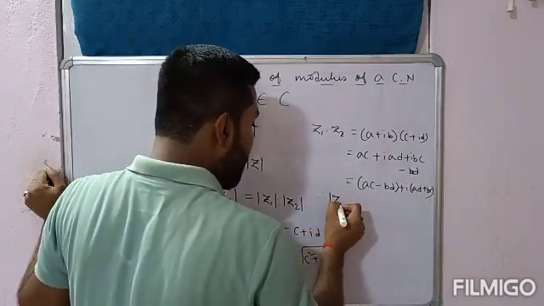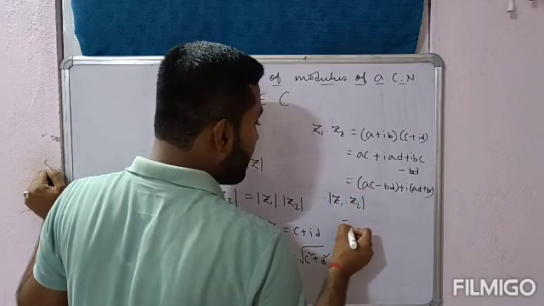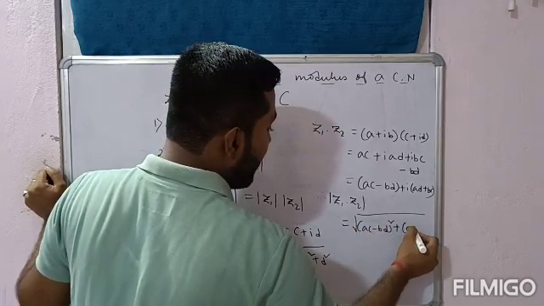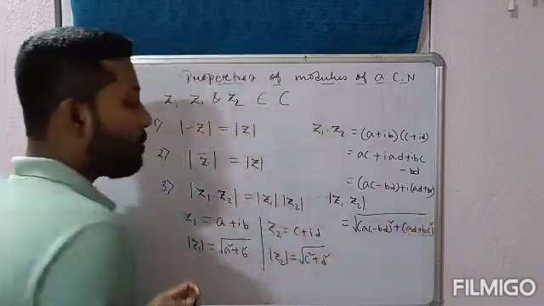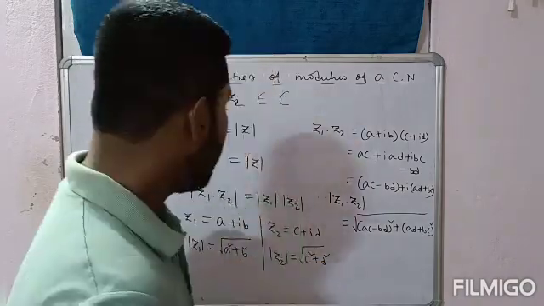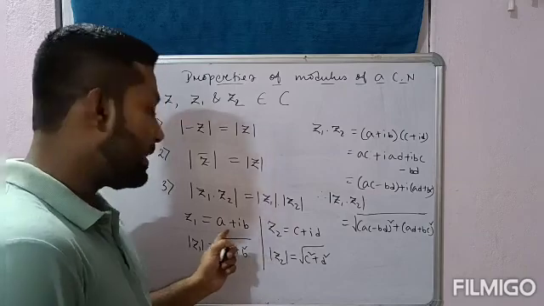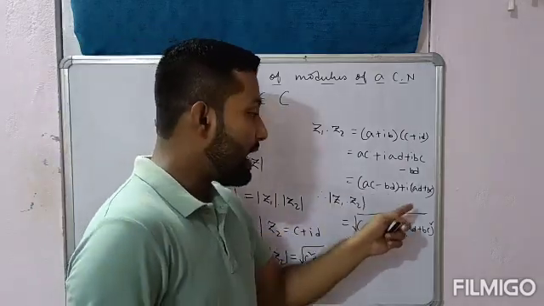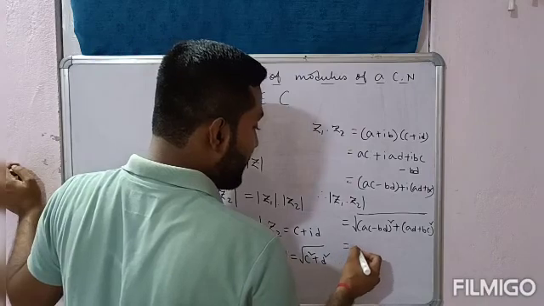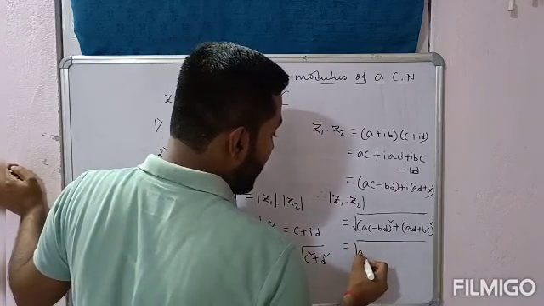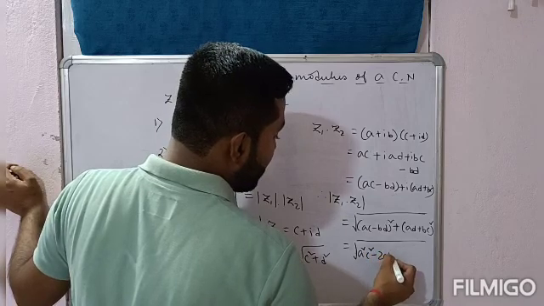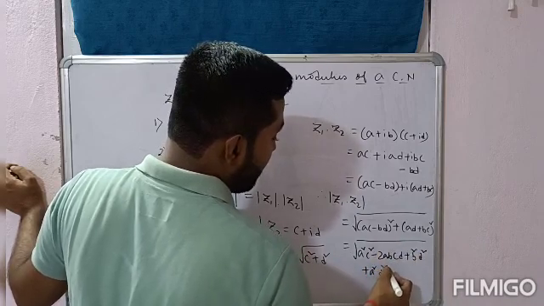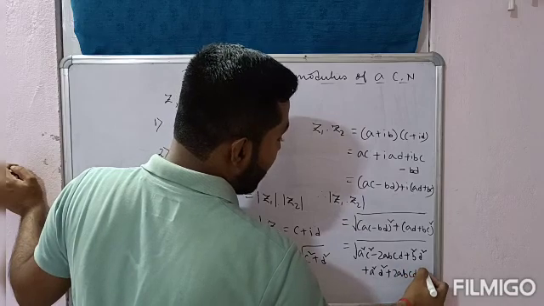Therefore mod of z1 into z2 is equal to under root ac minus bd whole square plus ad plus bc whole square. This is what mod of z1 into z2 will be, because if z1 is equal to a plus ib, then mod z1 is real part square plus imaginary part square under root. So now you expand it. If I expand a minus b whole square, what will it be? a square c square minus 2abcd plus b square d square plus a square d square plus 2abcd plus b square c square.